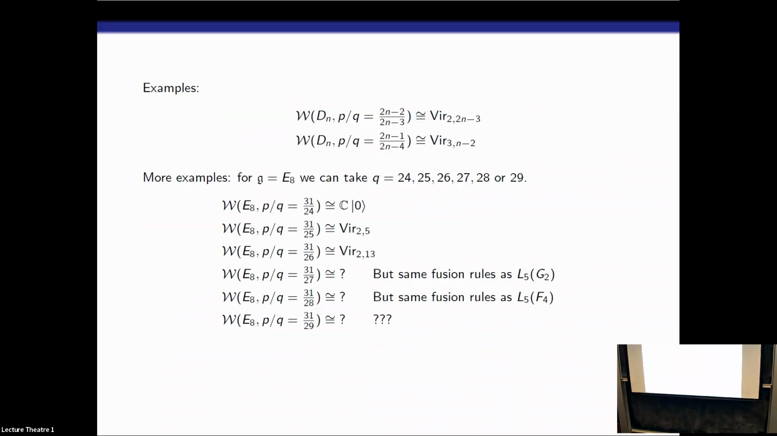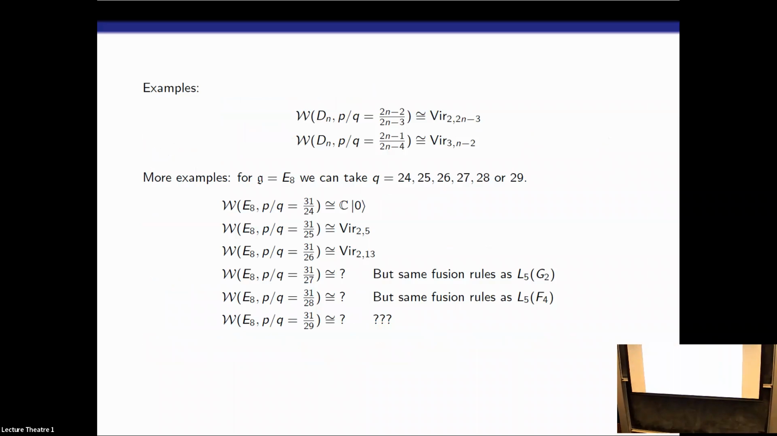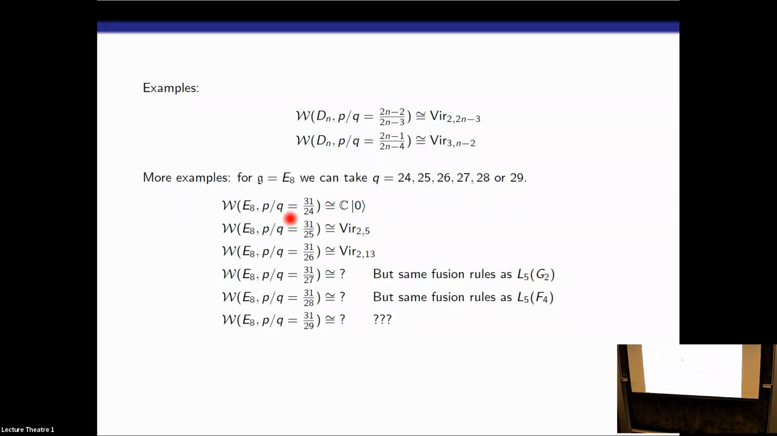Then you could also look at type E6, E7, E8. E8 is my favorite case. For E8, if Q is anywhere between 24 and 29, O_Q is the subregular nilpotent orbit, so you can do reduction for any of these denominators. And you get the following result. For denominator 24, numerator 31, the W algebra is trivial.